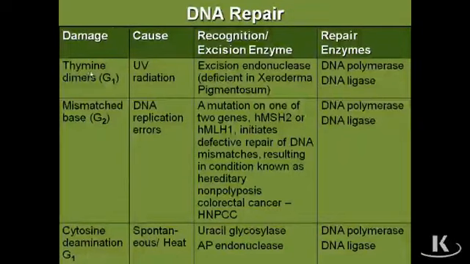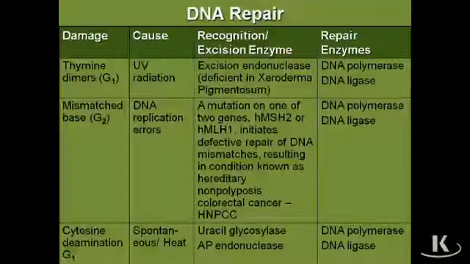Thymine dimer repair is usually caused by UV radiation. So every time you step out into the bright sun, after you've been studying biochemistry all day, you could think about how your DNA is going to be repaired because you have enzymes to do so. Unfortunately, some people inherit a defect in the enzyme responsible for this repair. The enzyme responsible is called excision endonuclease.